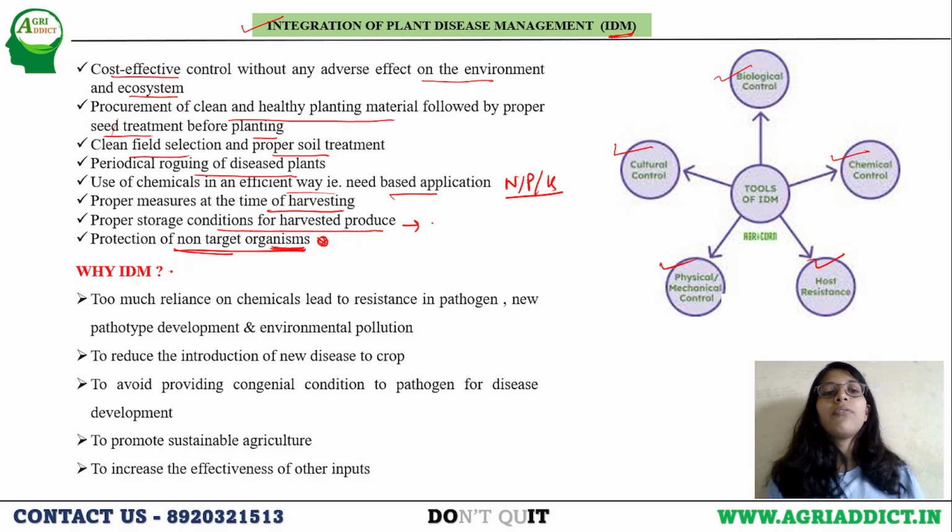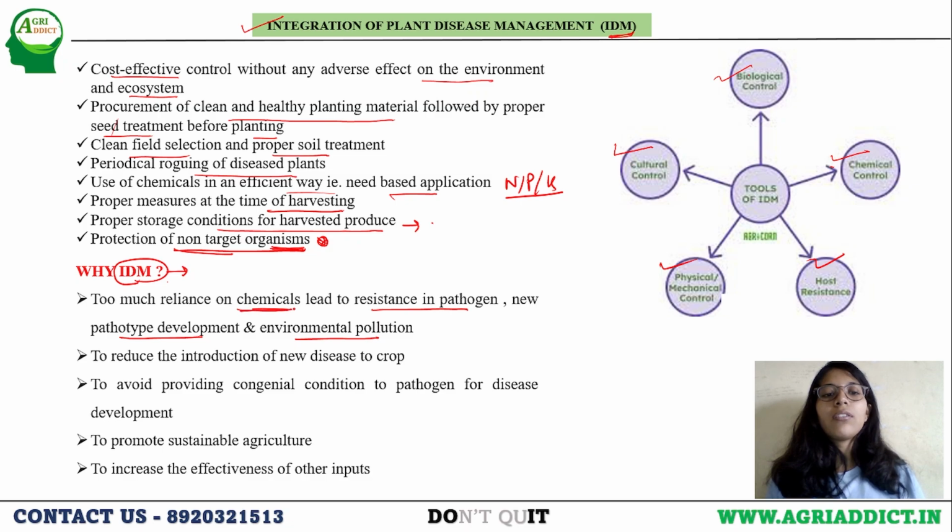And the question arises, what is the need of IDM? We have been learning about all the principles, right? Like we can undertake only biological control or chemical control. So why do we need to adopt IDM? That is why it should be an integrated approach. Too much reliance on chemicals leads to resistance in the pathogen. A new pathotype develops and environmental pollution occurs.